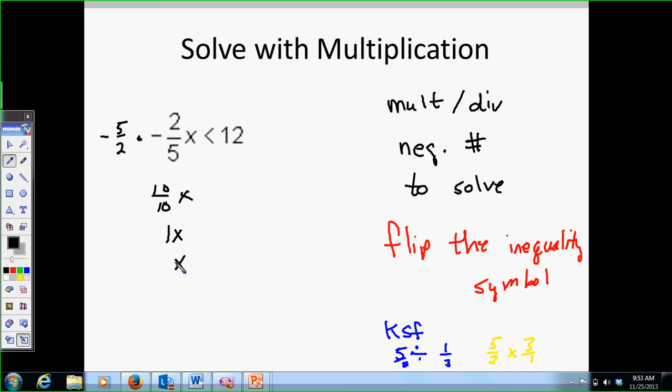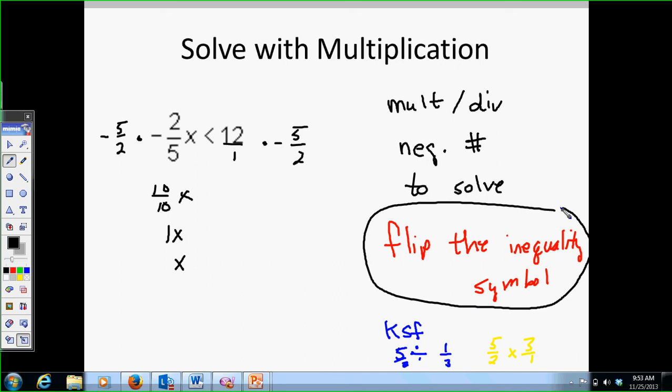They cancel. And if I multiply the left side by negative 5 over 2, I have to multiply the right side by negative 5 over 2 as well. Now you could do this operation in your TI calculator, but I will go ahead and demonstrate how to do this manually. Now remember that I said we have to flip the inequality symbol here because I'm multiplying by a negative number to solve. So I'm going to go ahead and do that. I'm flipping my symbol because I am multiplying by negative 5 over 2 to solve.